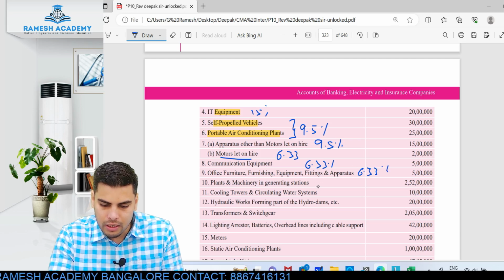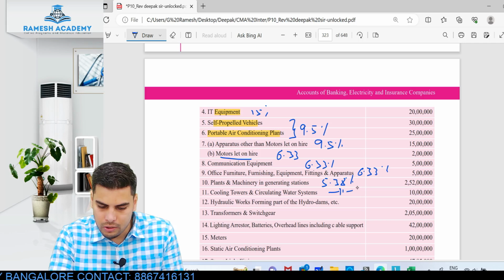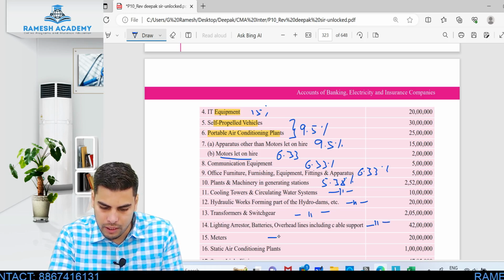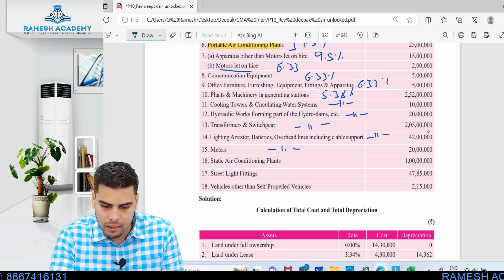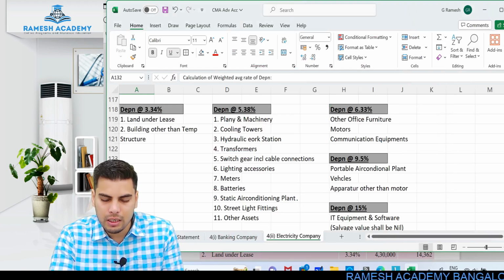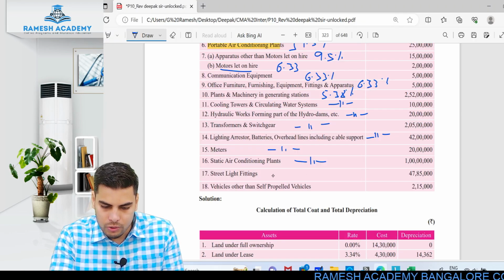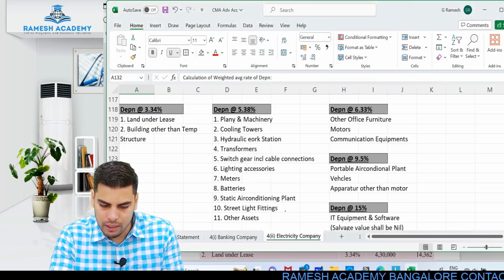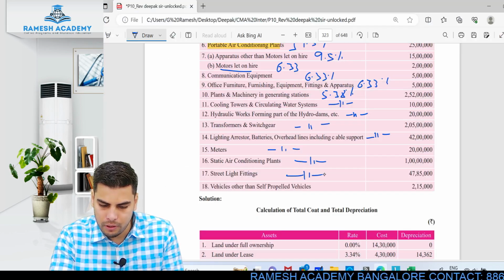So plant and machinery in generating stations, other than that, everything is 5.38. So cooling towers also 5.38, hydraulic 5.38, transformers and switches 5.38, lighting accessories 5.38, meters 5.38. Static air conditioner again 5.38. Look at this, static light fitting and static air conditioning plant, it is 5.38. Street light fittings also it is 5.38, if you guys can see.